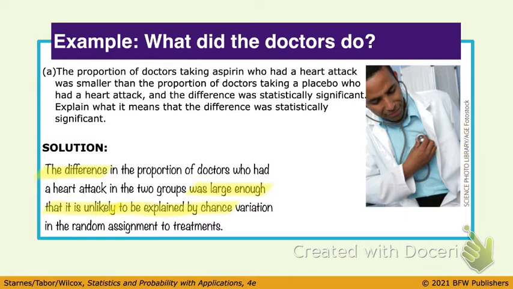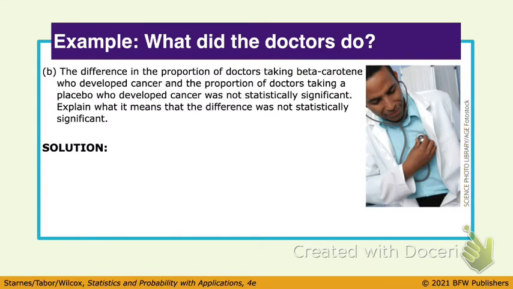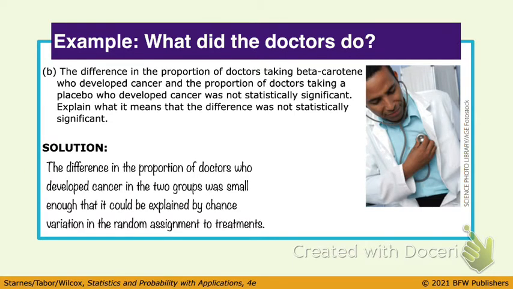Okay? Part B says, the difference in the proportion of doctors taking beta-carotene who developed cancer and the proportion of doctors taking a placebo who developed cancer was not statistically significant. What does that mean? Could the results have been by chance on this one? Very good. That's basically what this means. This means that the difference was small enough that it could be explained by chance.